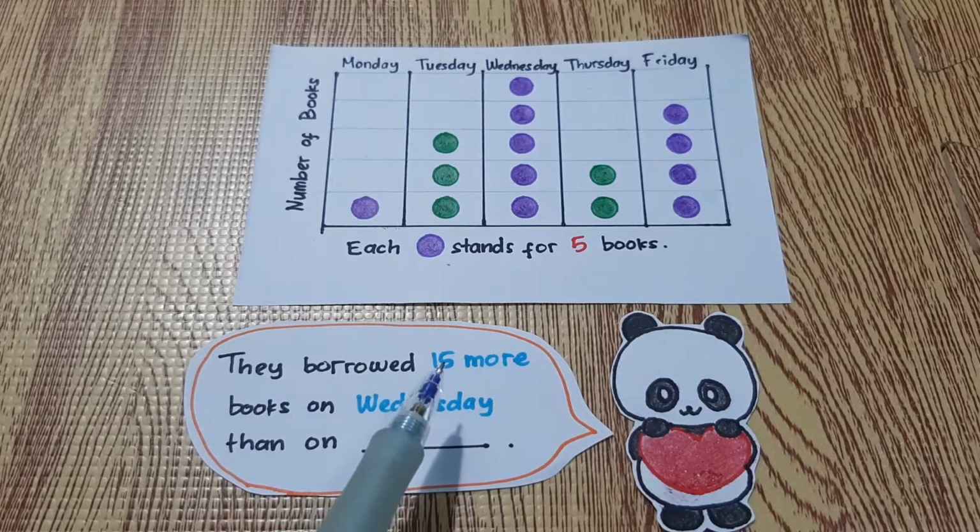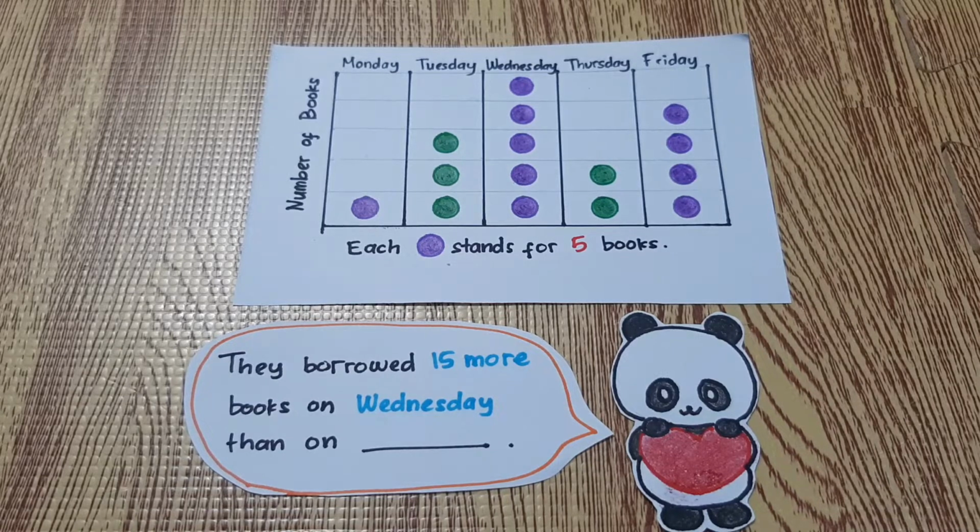So, who has more? Wednesday. How many more? 15 books more. Do you understand? Okay, next. Since Wednesday has 15 more, it means this day has more or less? Yes, it has less. So, if Wednesday has more, this day has 15 less. Okay, take a look.